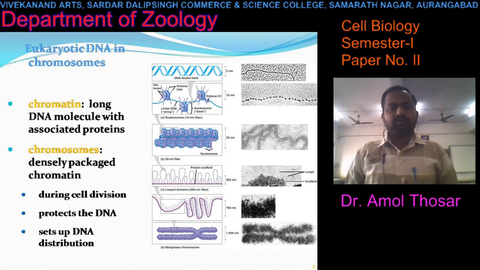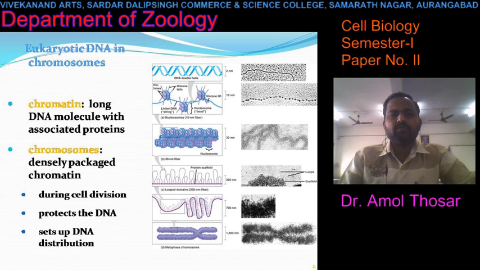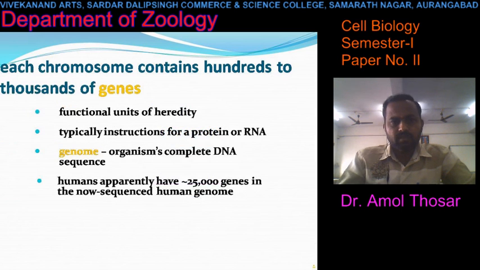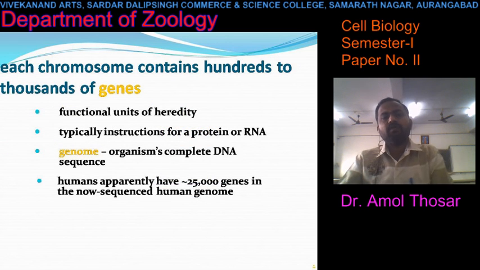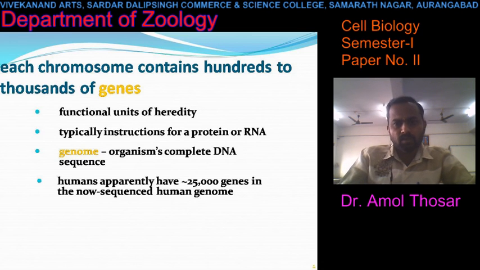These are the eukaryotic DNA chromosomes. You know chromatin is a long DNA molecule with associated protein. These are called chromatin, and a chromosome is densely packed chromatin, like during cell division, which protects the DNA and sets up DNA distribution. They are seen in the figure. Then each chromosome contains hundreds to thousands of genes. There are two parts of a chromosome, homologous and non-homologous regions. In these regions thousands of genes are located on a chromosome.